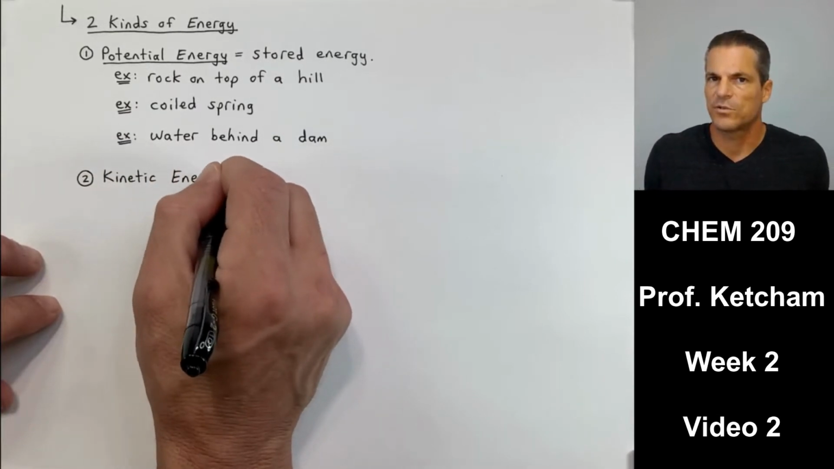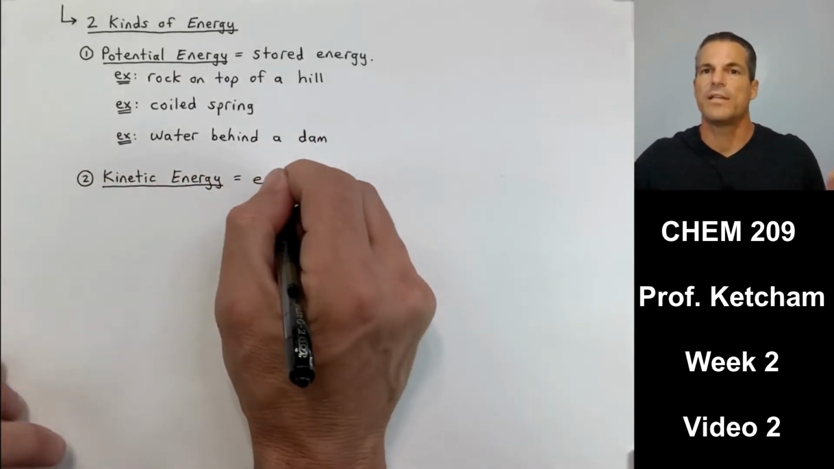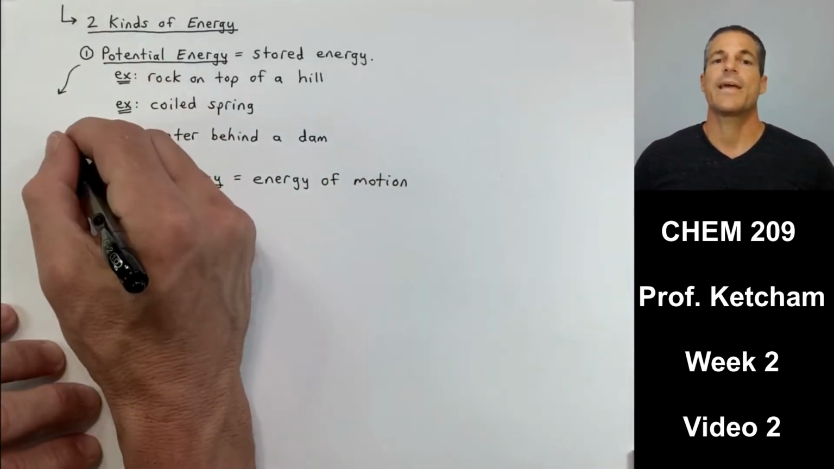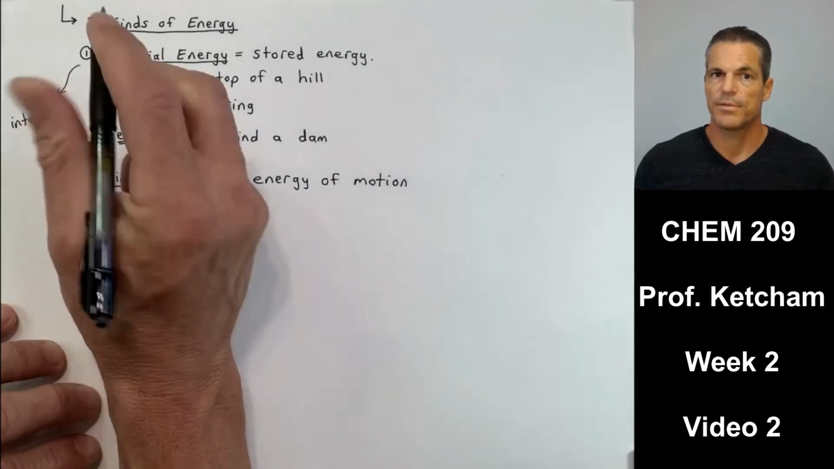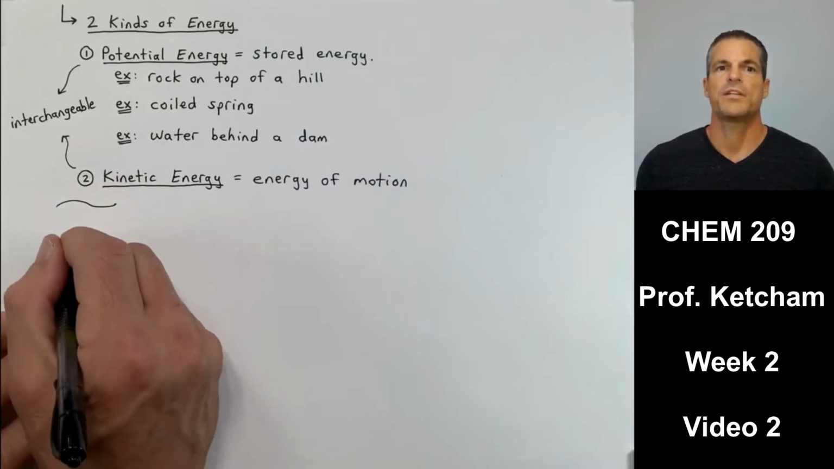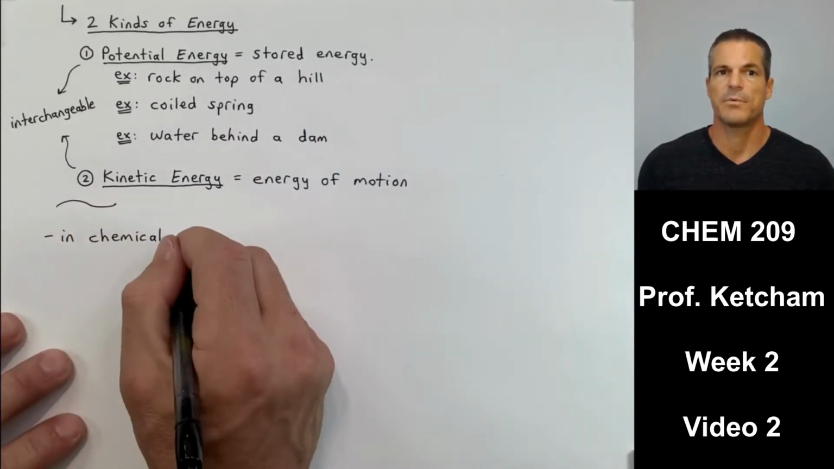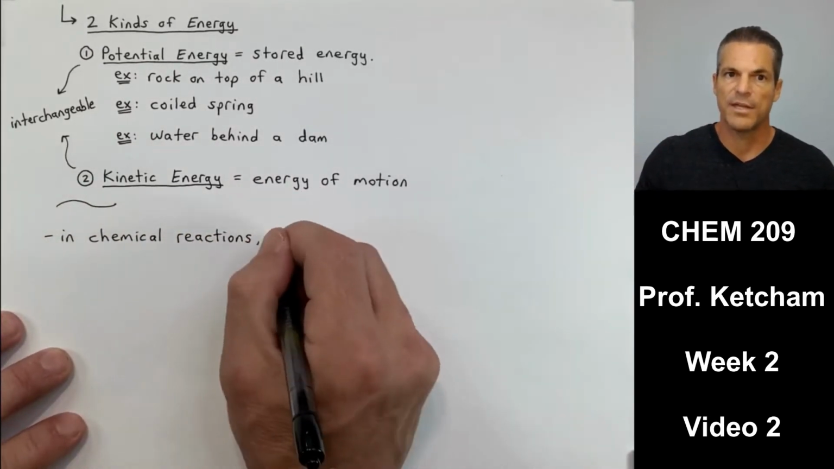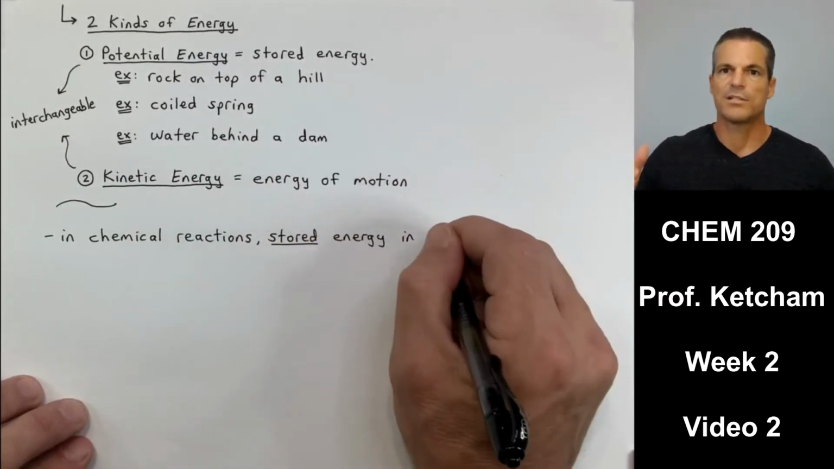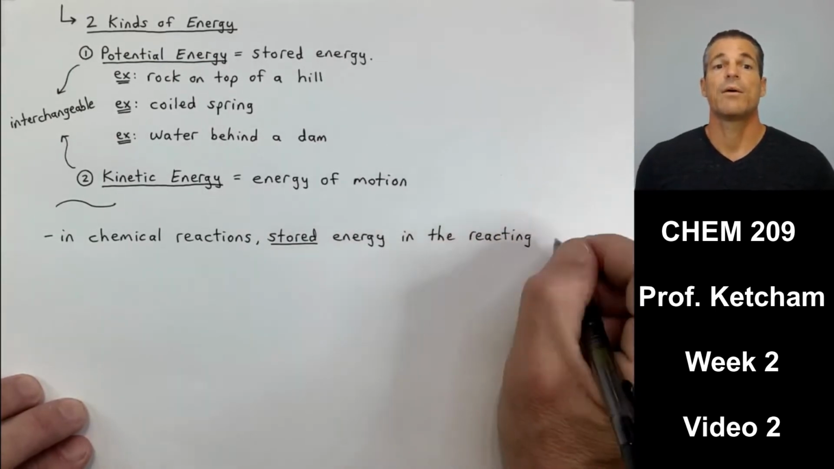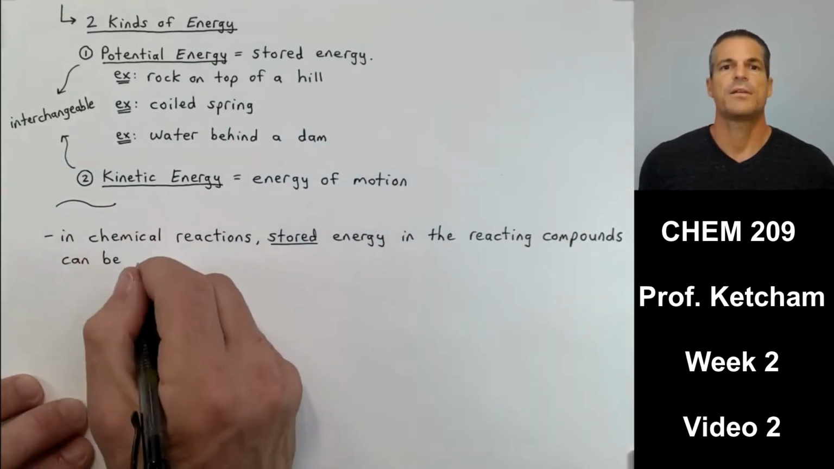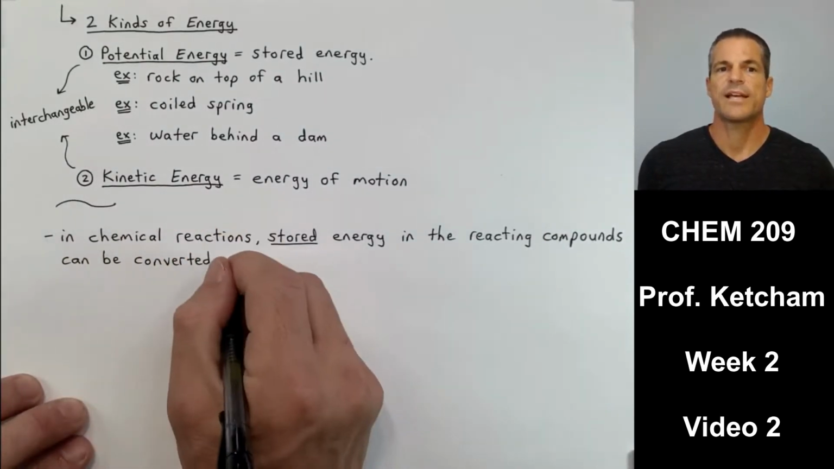The energy is being stored. It's ready to just burst out into kinetic energy. Kinetic energy is number 2. Kinetic energy is the energy of motion. So potential energy, stored energy. Kinetic energy, energy of motion. Now, potential energy and kinetic energy are interchangeable, right? I can push that rock down the hill, the spring can uncoil, and I can lower the dam to release all the water.